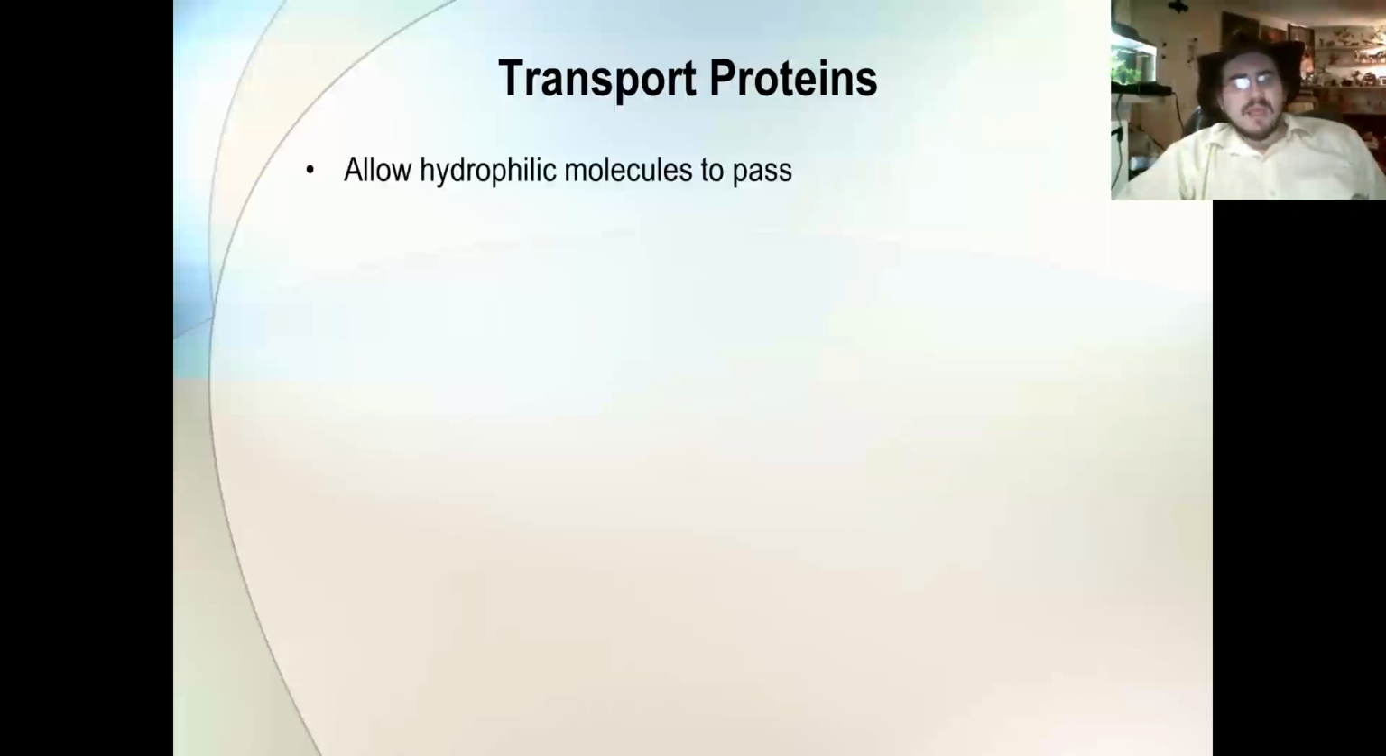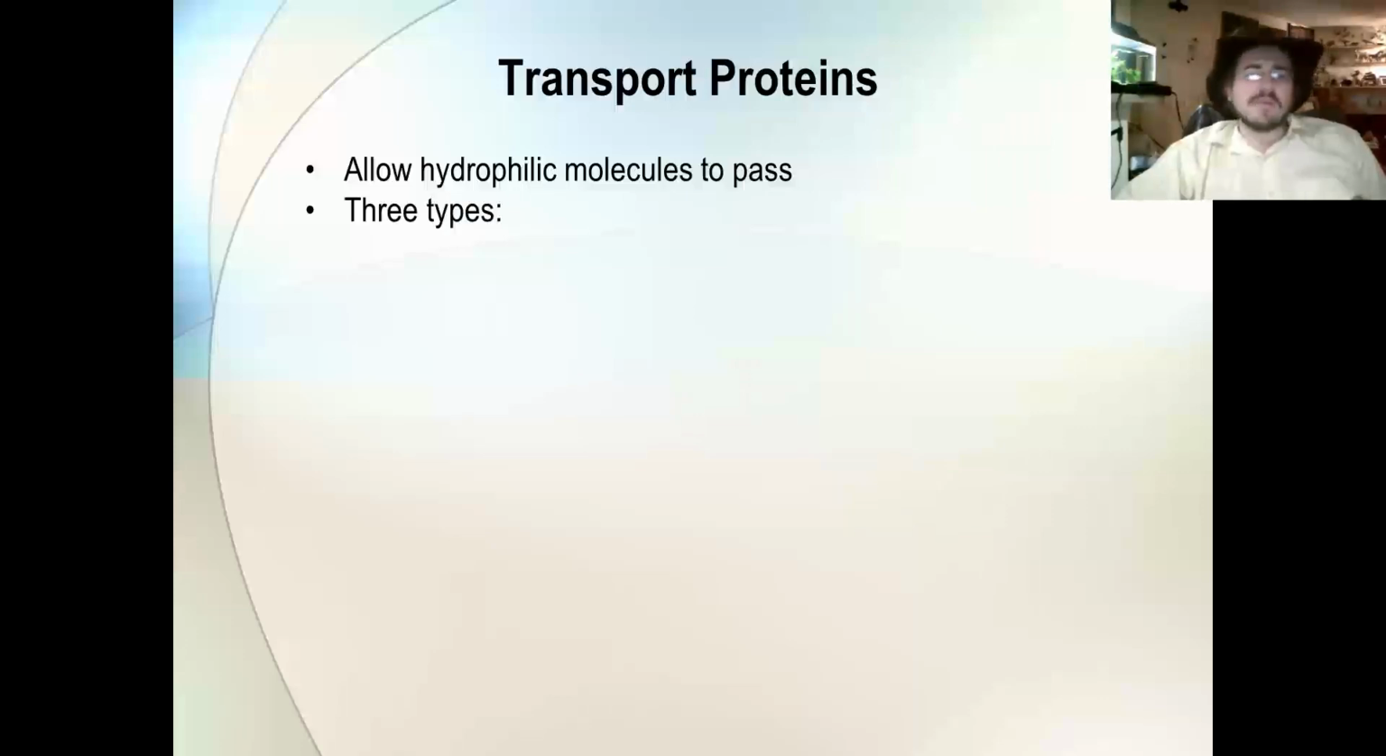So when it comes to things that are too large to directly cross a membrane, or things that are polar, you're going to need a way to get them across, because a cell needs a lot of those things to live. And the answer to that is the transport proteins. They allow hydrophilic molecules that would be repelled by the hydrophobic interior to pass. They allow polar molecules to pass. And they allow molecules which are too big to directly cross the membrane to pass.